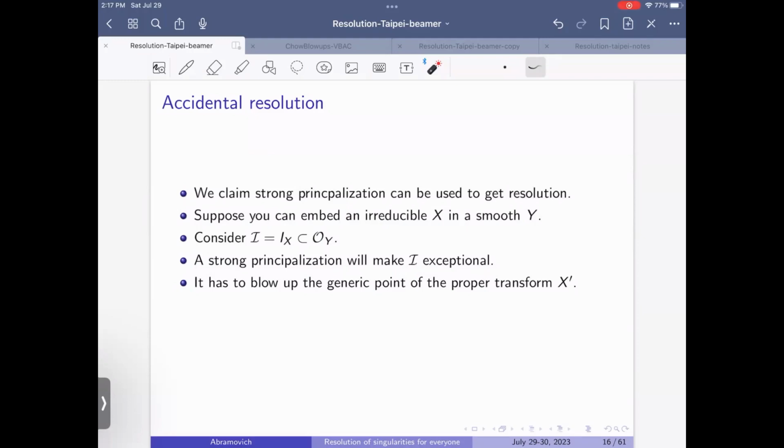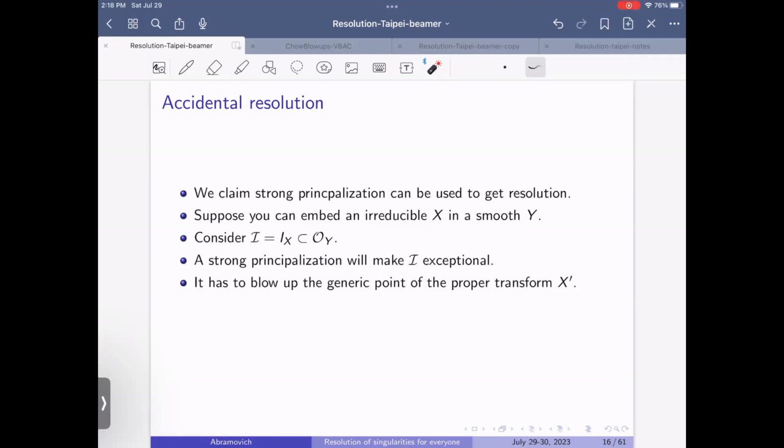But being strong means that every time you only blow up smooth loci. Now, you make everything exceptional, which means that the generic point of your original variety has to be blown up, because it has to become exceptional. So it has to blow up the generic point of the proper transform X prime of X at some point. But it's a strong resolution.